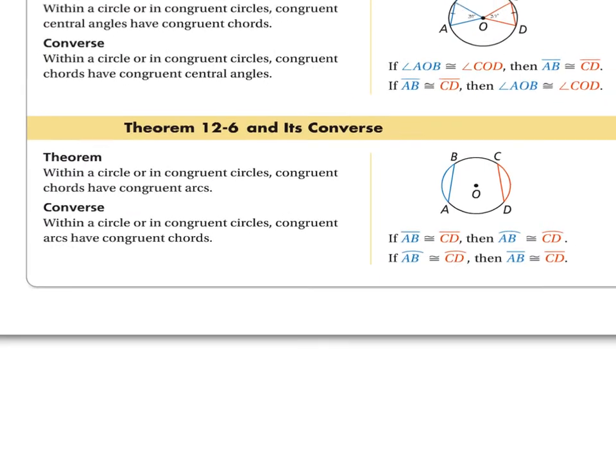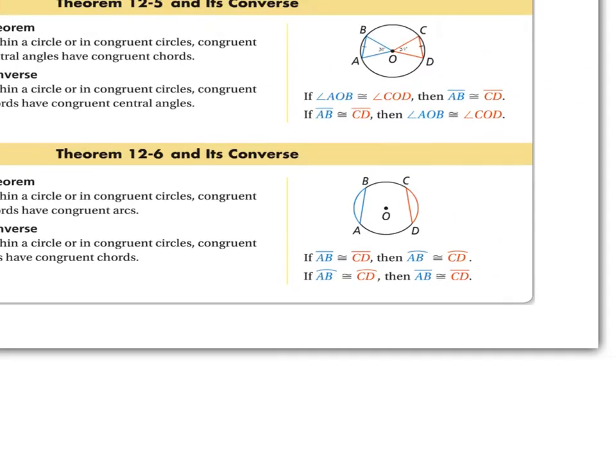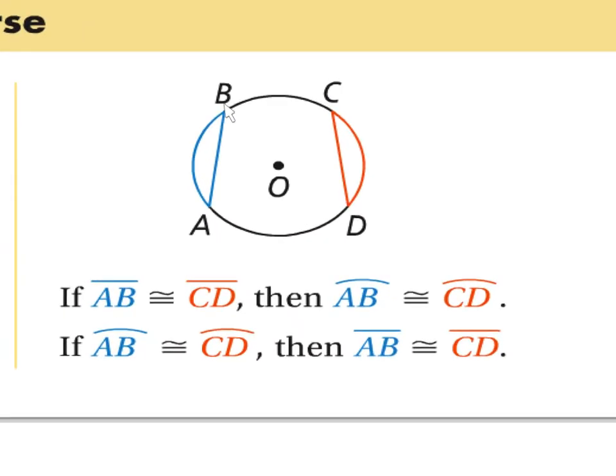Okay, theorem 12.6 says within a circle or in congruent circles, congruent chords have congruent arcs. So, as you look at this picture, if chord BA is the same as chord CD, then their arcs are the same measure. Okay? So I know that if these are the same, and maybe we'll say this one's 36 degrees, then this arc CD is also 36 degrees. And then it goes vice versa. If their arcs are congruent, then their chords are congruent.